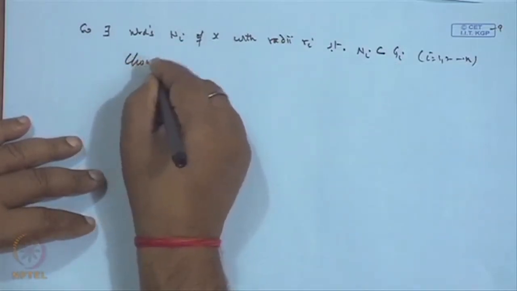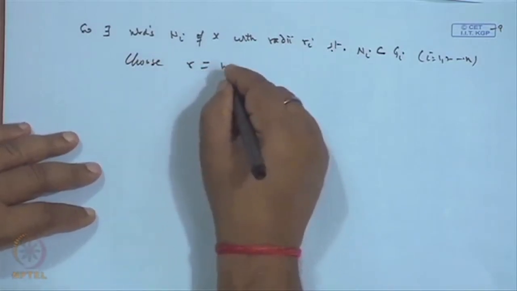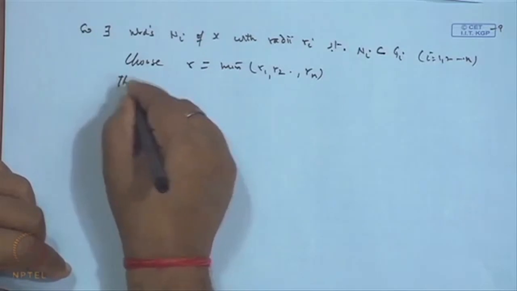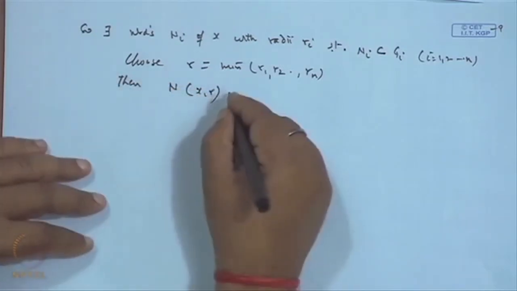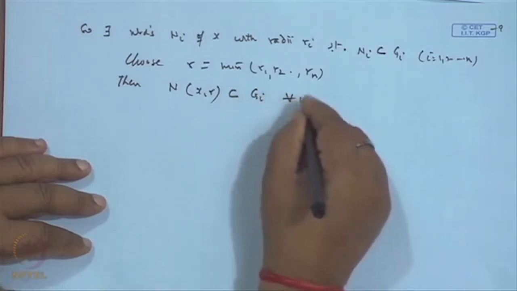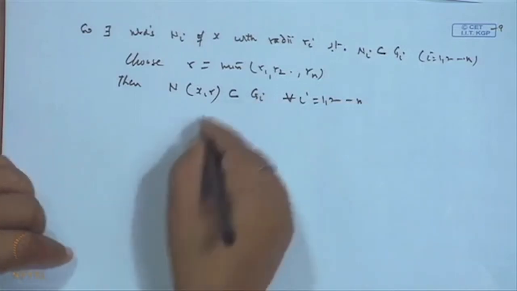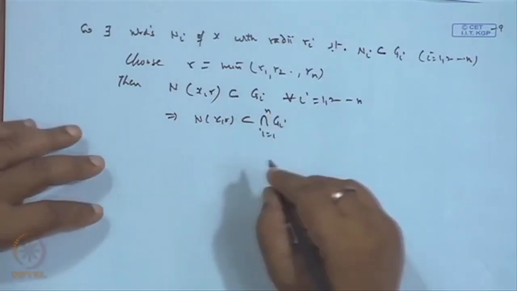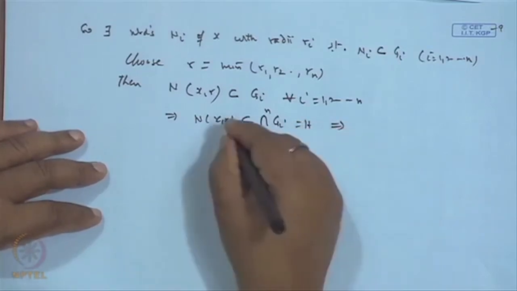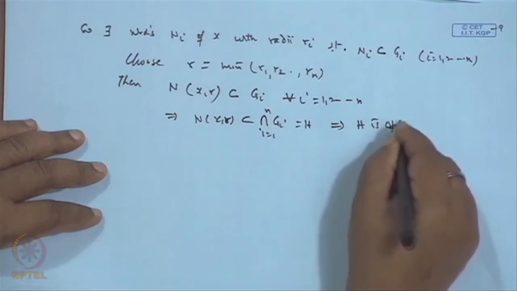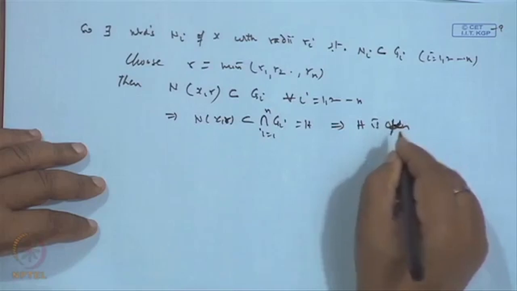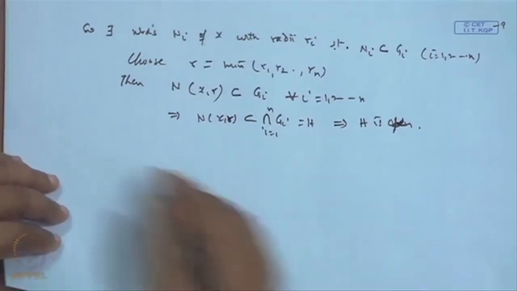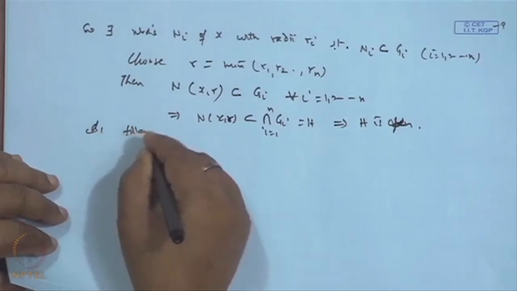Now, choose the radius r. Choose r as the minimum of r1, r2, ..., rn. So, if we draw the neighborhood centered at x with radius r, it will obviously be contained in Gi for each i, 1 to n. Therefore, it will be contained in the intersection, which is H. So, this shows that H is open. The second part follows in the same way, that is, for a finite collection. So, A, B, C, D, D follows as earlier.